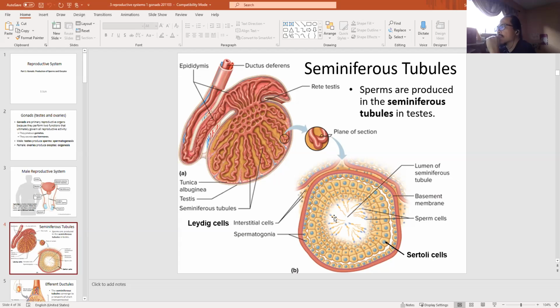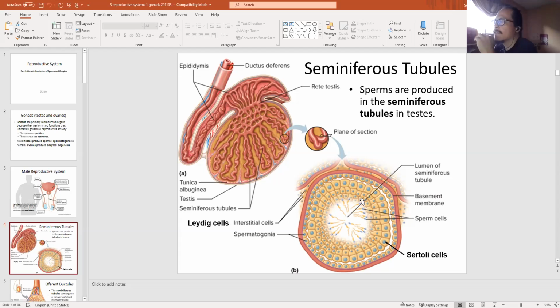So those are the cells. We also have some smooth muscle. It doesn't show in here. Smooth muscle cells conduct the contraction. It's very important to squeeze the sperm. Once it's ejaculation, it will squeeze it out. So that's probably the major cells.